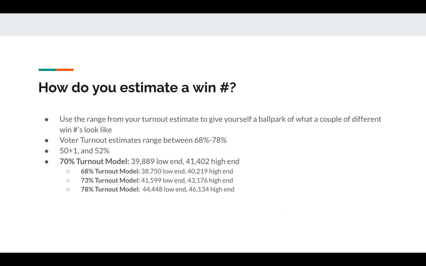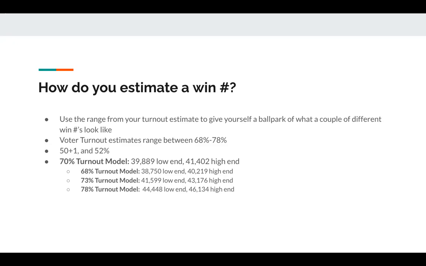expected? To calculate the first number, we need to figure out how many votes it would take to get to 50% of the vote plus 1 vote. For the second number, we want to know what 52% of the votes cast would be. That 52% number is what we will eventually use as our win number.